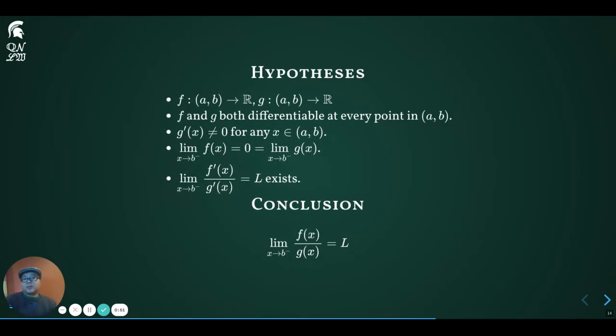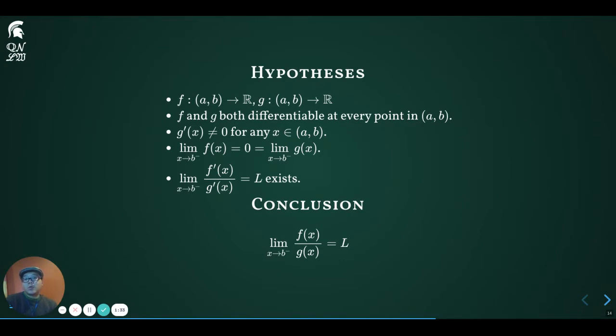Let's start by stating the theorem. To properly apply L'Hopital's rule, there is a list of hypotheses that must be verified. We're given two functions f and g defined on an open interval (a, b). We assume both f and g are differentiable at every point in (a, b). We assume that g prime is not 0 anywhere. We assume that the limits of f and g as we approach the top endpoint b from below both equal 0. Notice that we do not require f and g to be defined at b. It is enough that the one-sided limit exists.